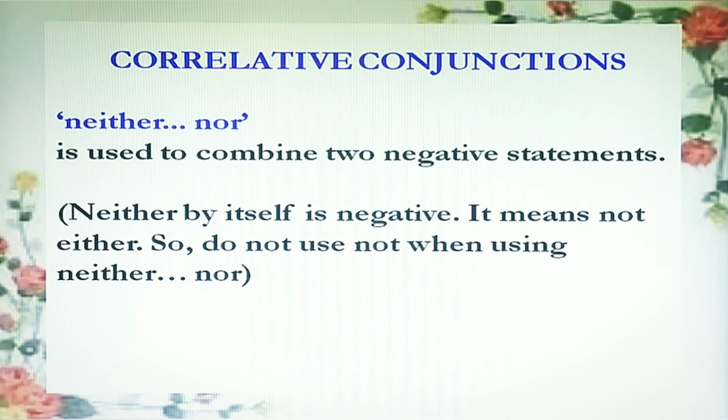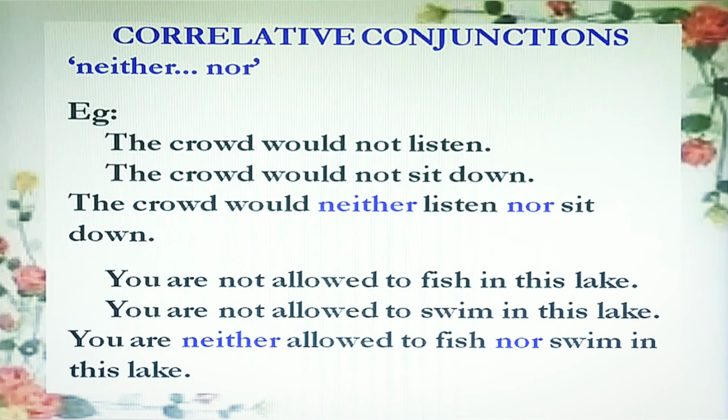Neither nor. Neither nor is used to combine two negative statements. Neither by itself is negative. It means not either. So, do not use not when using neither nor. Example: The crowd would not listen. The crowd would not sit down. Both the sentences are joined together using the correlative conjunction. The crowd would neither listen nor sit down.